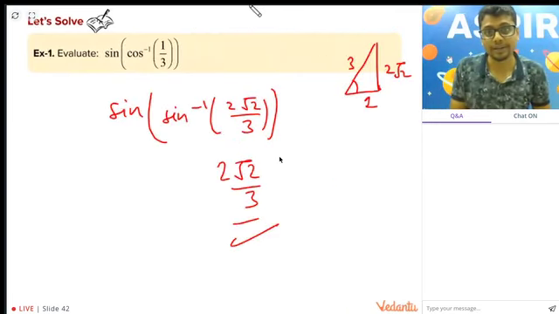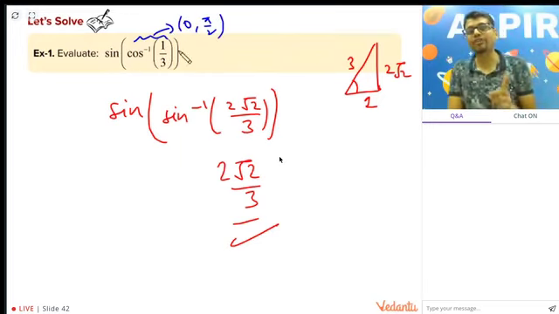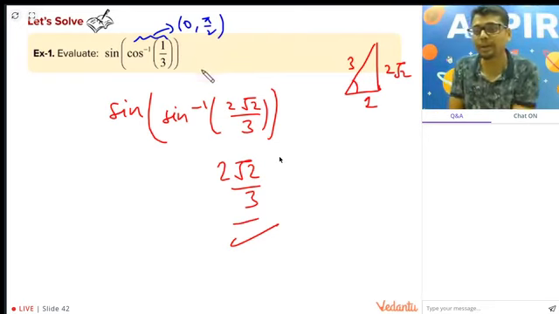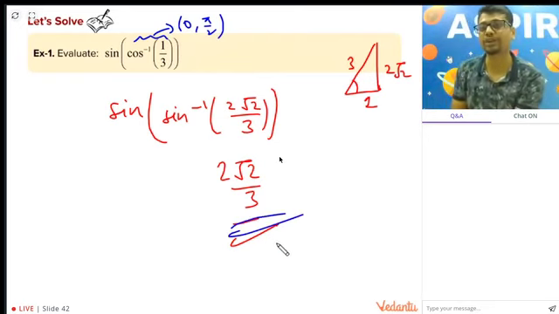All right. Cos inverse 1 by 3. 1 by 3 is positive. Cos inverse will throw a value between 0 and pi by 2. So sine of some angle between 0 and pi by 2, what do I expect? I expect a positive value. This is what I have got.